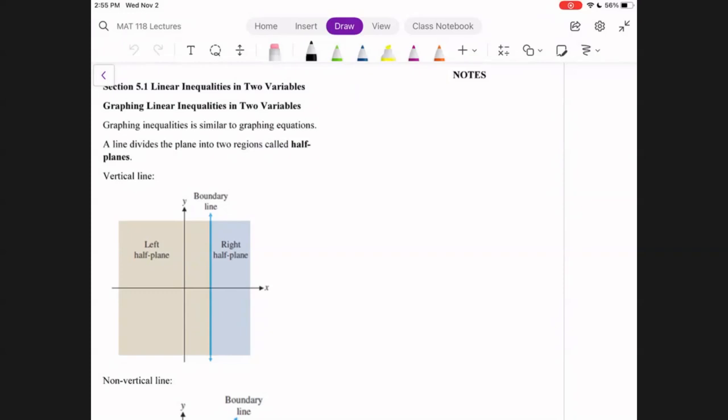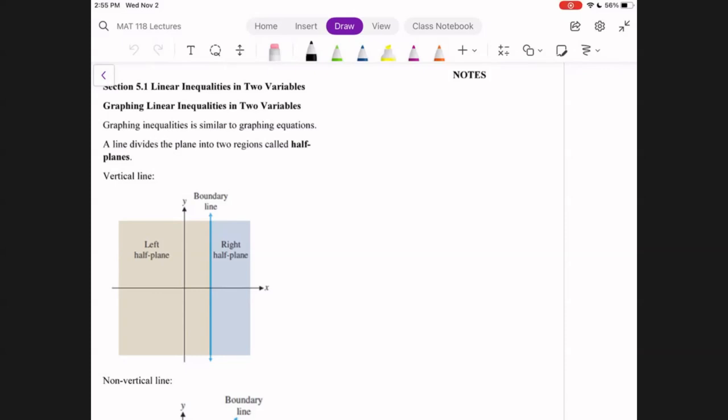You could do this without Desmos, but as we are graphing like 3 lines, 4 lines, 5 lines in some cases, and also in future sections, it can be very cumbersome to have to do this by hand.